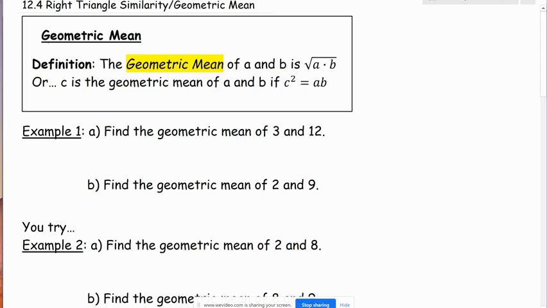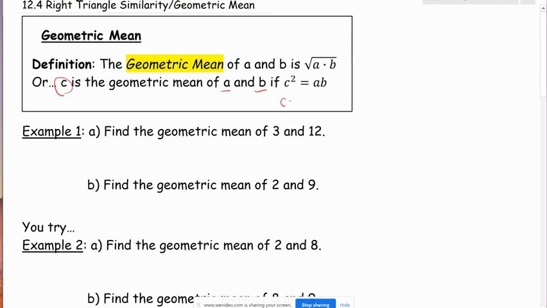Here's a definition. A geometric mean is just the square root of the product of two numbers. So if you want to take the geometric mean of A and B, that is the square root of A times B. Another way to look at that is the letter C is the geometric mean of A and B if C squared is equal to AB.